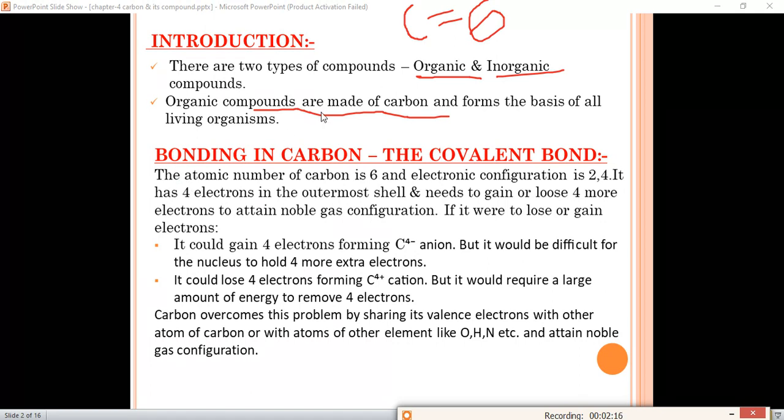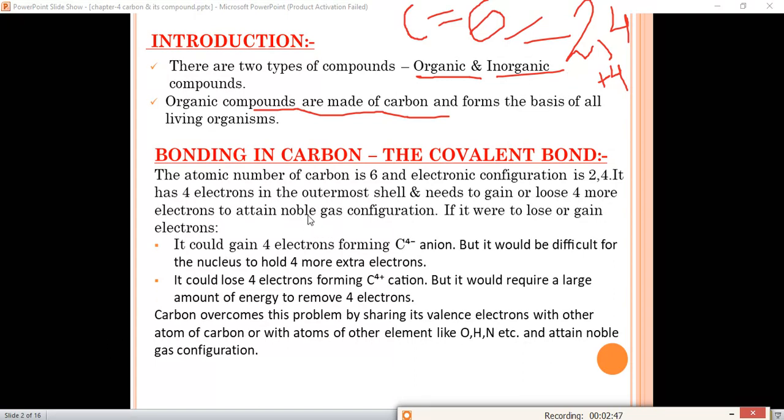Now we will have a look at bonding in carbon, the covalent bond. We'll read about what is a covalent bond and what are its properties. As we have seen, atomic number of carbon is 6. What will be its electronic configuration? 2 and 4. To attain noble gas configuration or to complete its octet, what can carbon do? Carbon can either lose these 4 electrons to attain noble gas configuration or it can gain 4 more electrons to attain noble gas configuration. Two options carbon has.